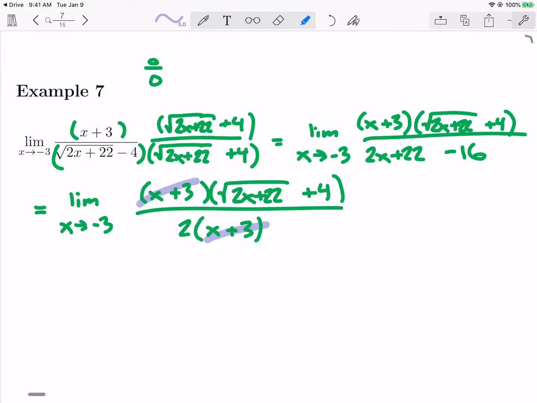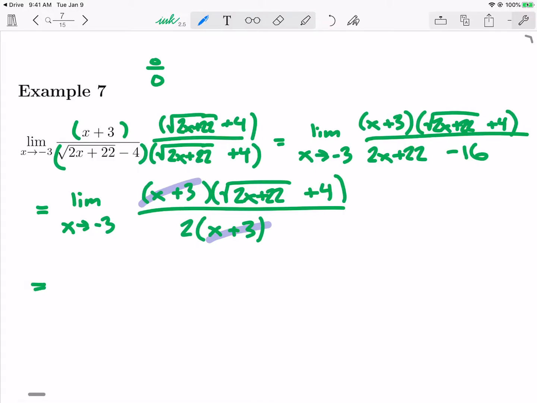And then I've got x plus 3's that are going to go away. Remember, that was causing me an issue in the top that was evaluating to 0. And now it's gone from both the numerator and the denominator. So I've got equals, and all I have left is this over 2. And I can simply plug in the negative 3. I can do direct substitution.